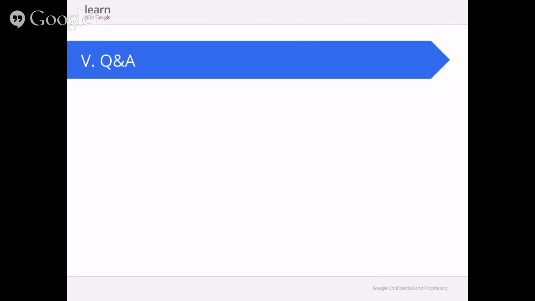Another question is around co-triggering. Can location extensions co-trigger with site links? And the answer to this is yes. Currently, location extensions are eligible to appear with site links.